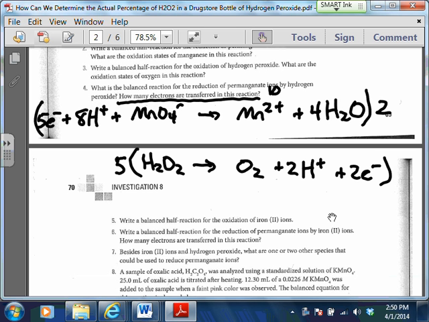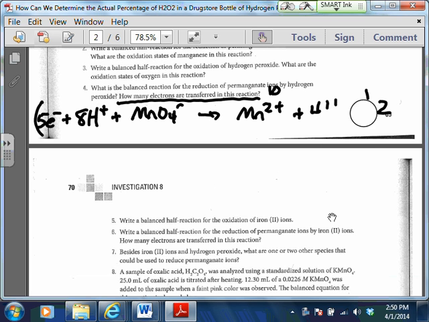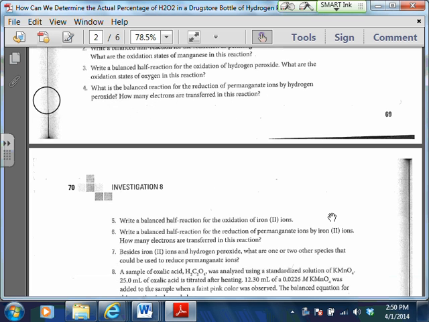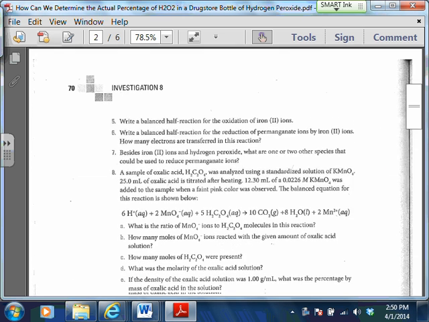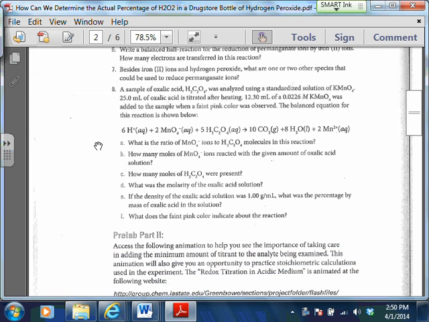Okay. All right. So then you've got number 8 here. A sample of oxalic acid was analyzed using a standard solution of KMnO4. 25 milliliters is titrated after heating. 12.30 milliliters was added to the sample when a faint pink color was observed. The balanced equation for the reaction is shown below. Okay, so here's your balanced equation for this one. They're nice enough to actually give it to you this time.